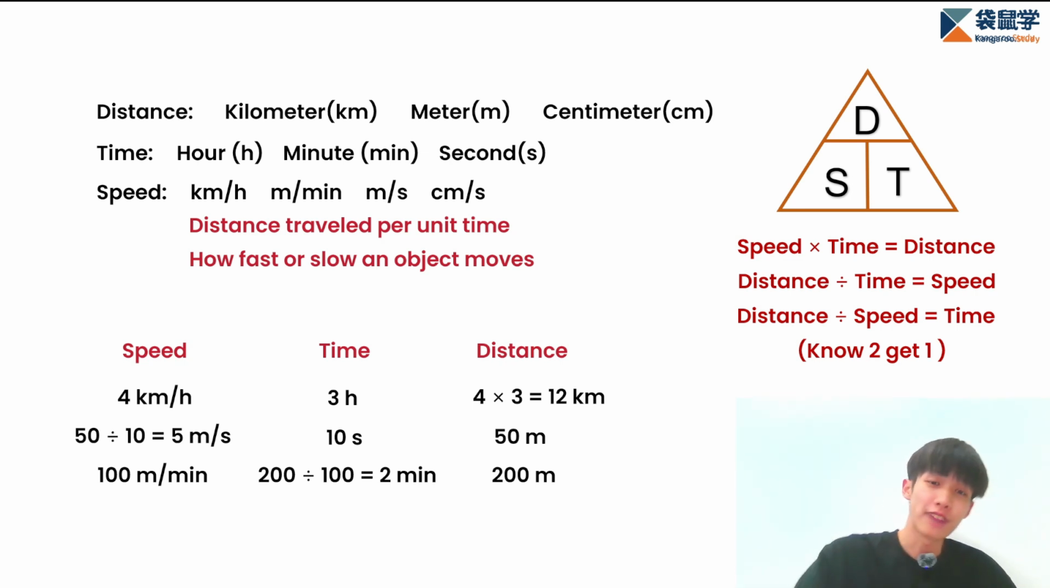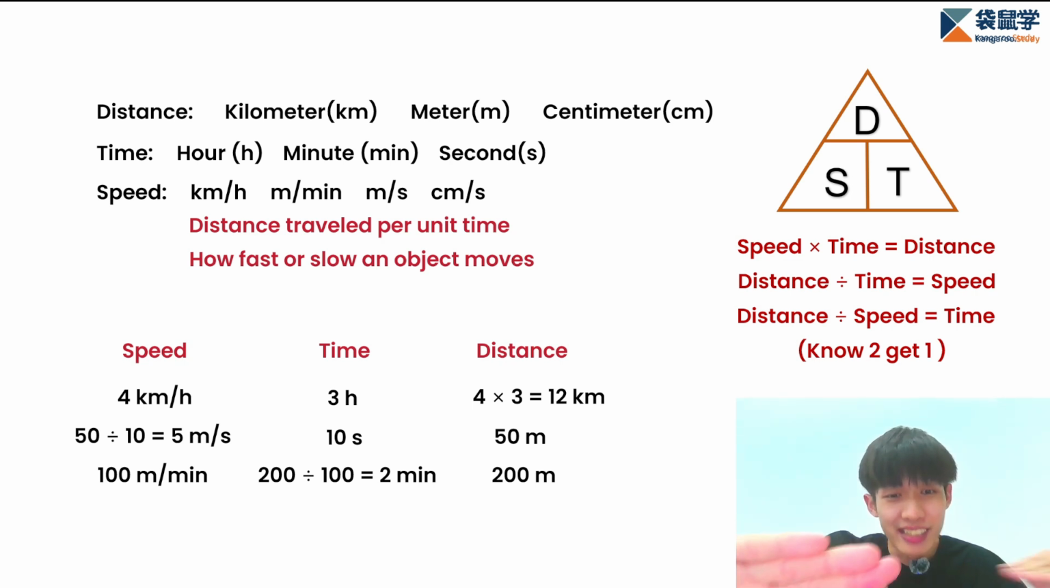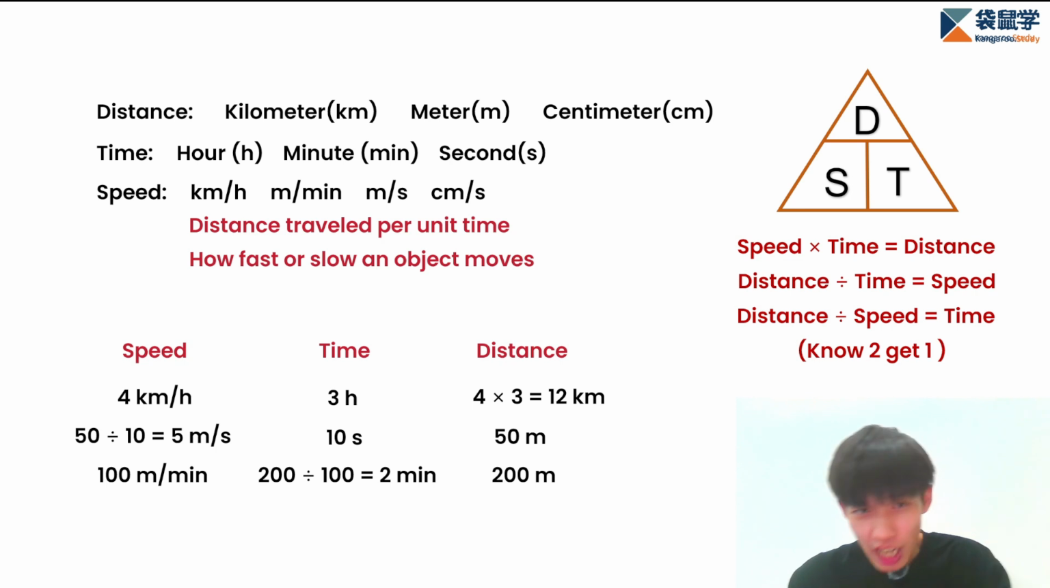For example, if we need to find the distance, we can just hide the distance. We hide the D, and then we have speed and time. They are on the same level, so they are doing multiplication. So speed times time.